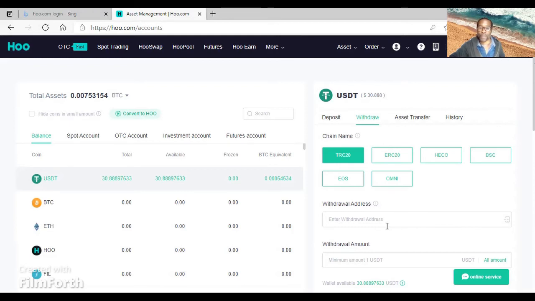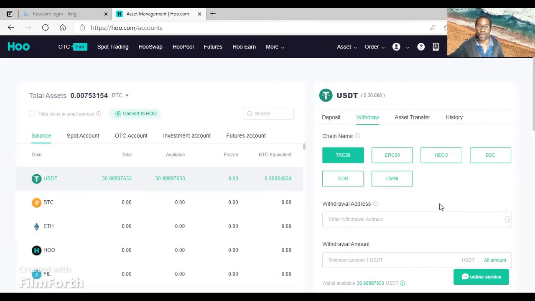So what you have to do is you put the wallet address, or in this case, your USDT wallet address from Binance. You put it here, and then you put the amount that you want to withdraw.